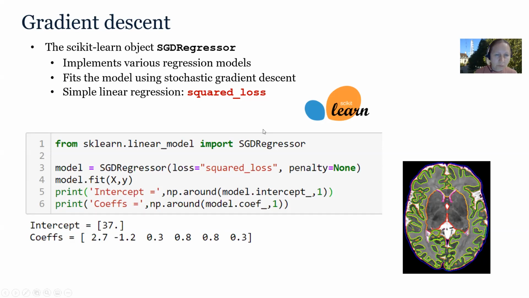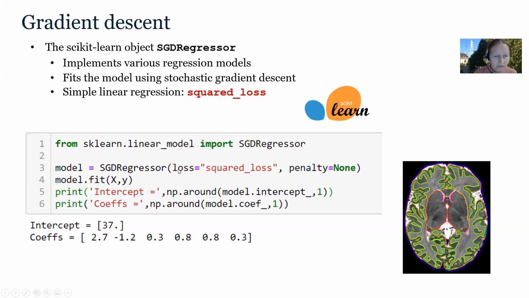Scikit-learn offers an object called SGDRegressor, which means stochastic gradient descent regressor. This object implements various regression models and fits them using, of course, stochastic gradient descent. If we want to fit a simple linear regression, we can use squared loss and no penalty. If we change the type of loss and type of penalty, we will get different models.